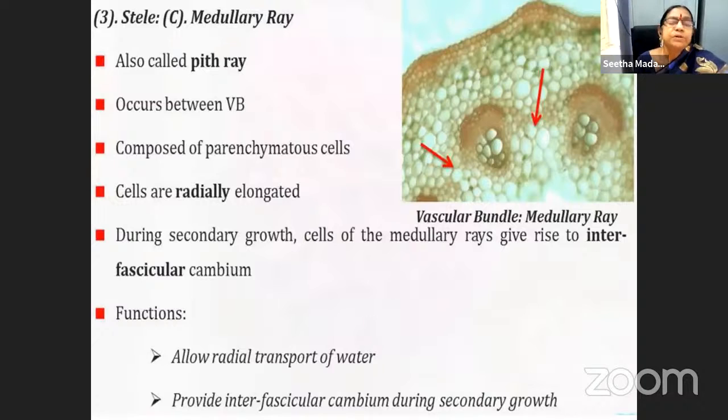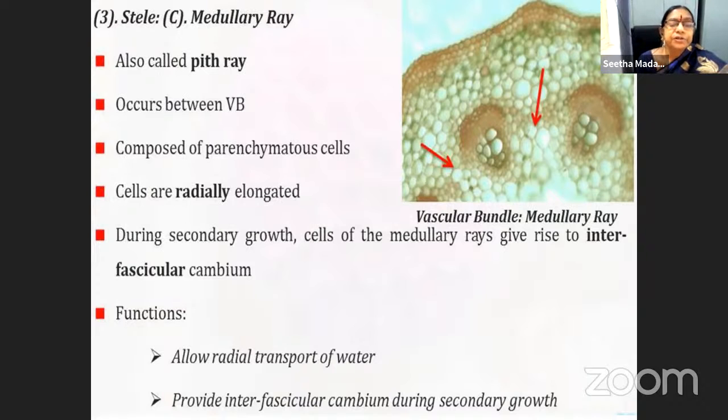Then medullary rays are there. You can see them with arrow marks in the diagram. They are also called pith rays. These medullary rays occur in between vascular bundles, composed of parenchymatous cells, and the cells are radially elongated. Radial arrangement means what? That is from the center of the pith, in between vascular bundles, they go in a radial manner. The cells are somewhat elongated, that is, longer than breadth, so we can say rectangular cells.